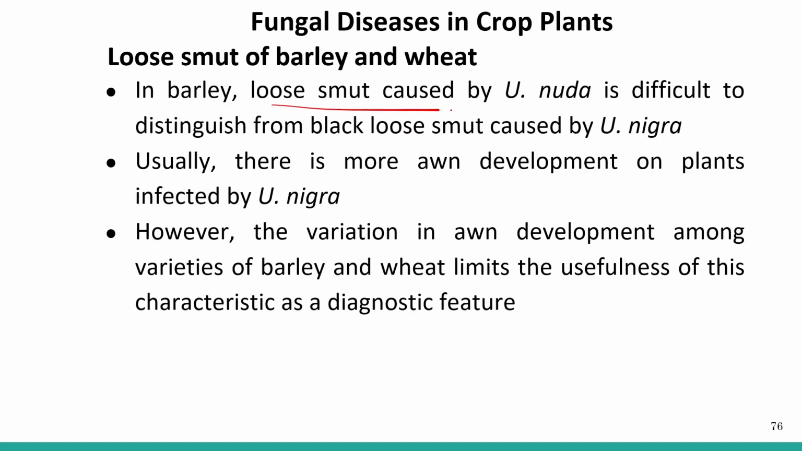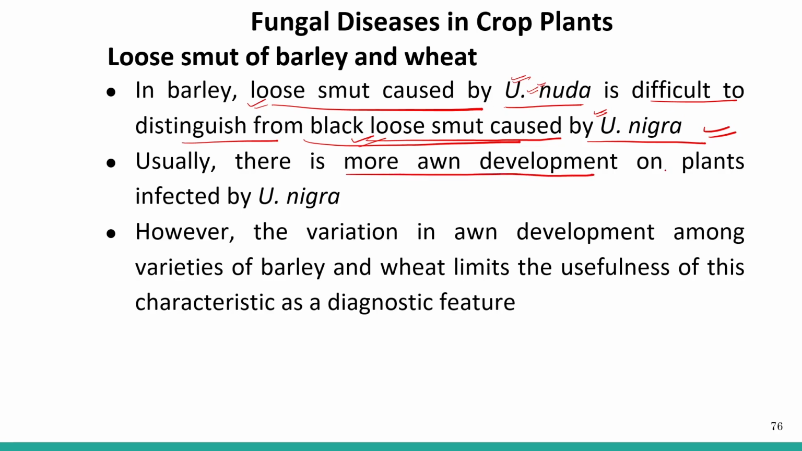In barley, loose smut caused by Ustilago nuda is difficult to distinguish from the black loose smut caused by Ustilago nigra. Loose smut in barley and the black loose smut, right? You cannot distinguish them because they have the same symptoms, but both diseases are caused by different fungi. That is, loose smut is caused by Ustilago nuda and black loose smut is caused by Ustilago nigra. Usually there is more awn development on plants infected by Ustilago nigra.